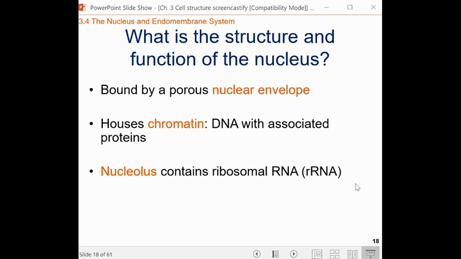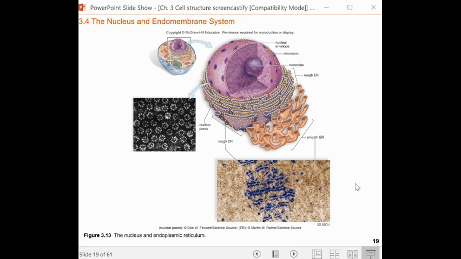So the nucleus itself is surrounded by a nuclear envelope. We have chromatin, which is the DNA when it's unraveled. It's a chromosome when it's raveled up. And a nucleolus, which is a clump of both DNA and RNA, and it's sort of responsible for making the ribosomes.